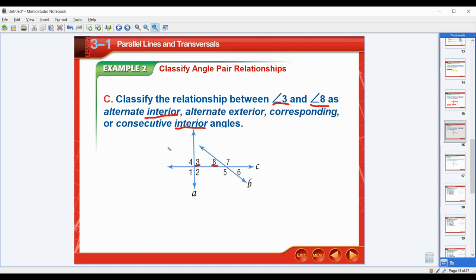Remember, alternate means that they are on opposite sides of the transversal. Consecutive means that they're on the same side. So 3 and 8 here, are these on the same side of our transversal or are they on opposite sides? The answer to that would be they are on the same side of the transversal. So these are going to be consecutive interior angles.